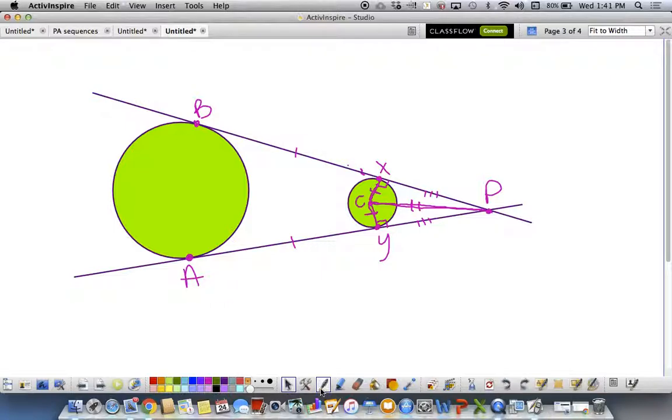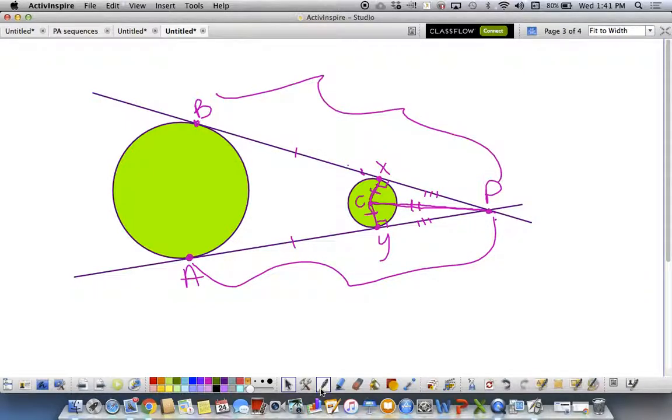So could I prove the exact same thing but B to P or A to P? Yes. So the whole thing is congruent to the whole thing. Yes, but that's not what we want. I just want B to X and A to Y. Corresponding parts of congruent lines.